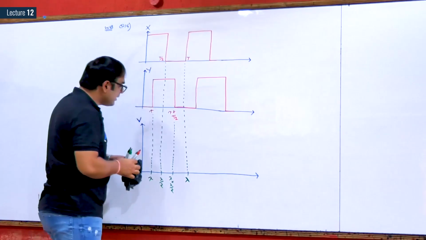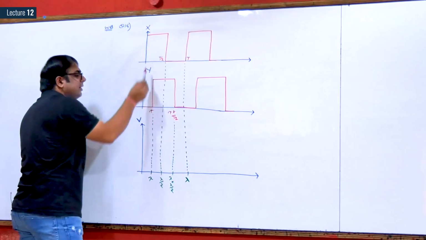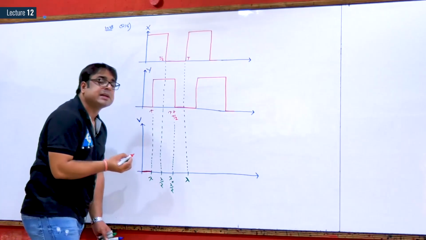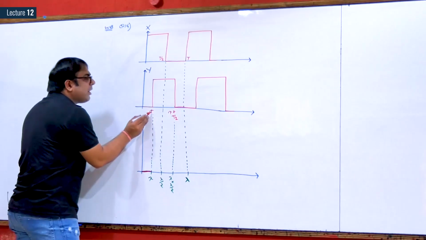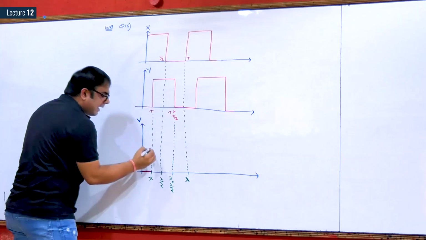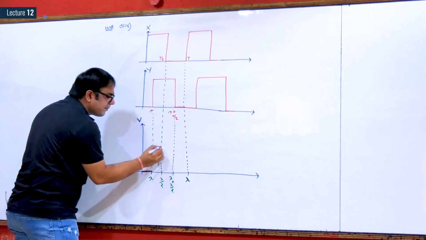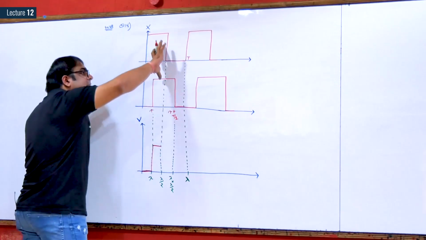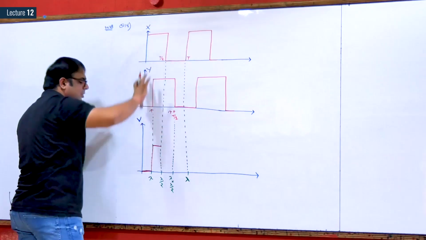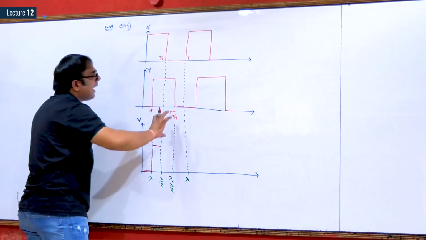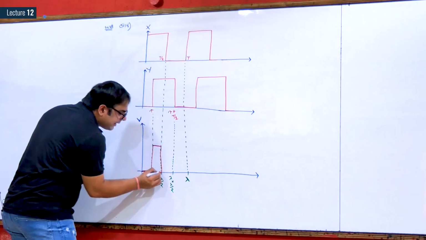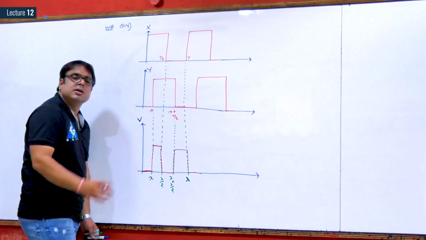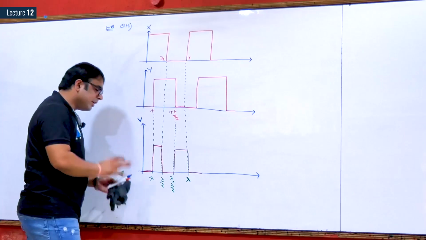See, XNOR logic: this is logic 1, this is logic 0, this will become 0. Unequal inputs will not be detected in an XNOR gate. From tau to T by 2, both are high, so output will be detected. Equal inputs, output will be detected. Unequal inputs, output will not be detected. Again, unequal inputs will not be detected. Equal inputs will be detected, and this will continue.